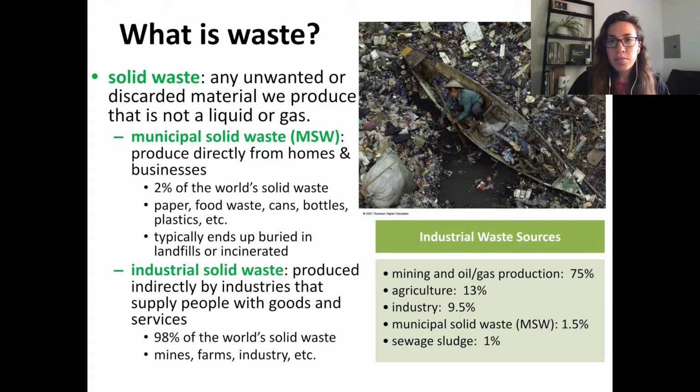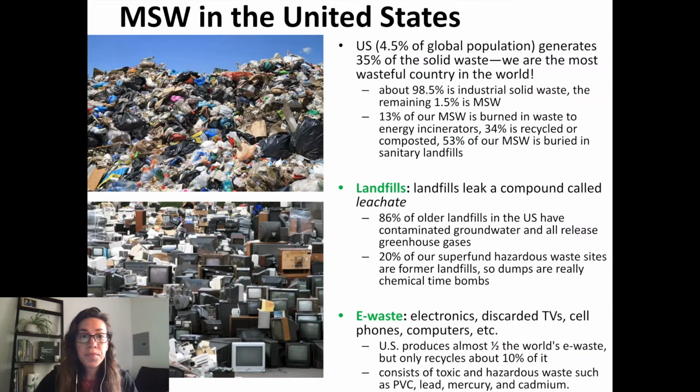Industrial solid waste makes up the vast majority of waste that humans produce on this planet, and that is produced by industries. That material can come from mines, it can come from farms, it can come from industry. A lot of that is buried or incinerated as well. Most of the industrial waste produced comes from mining, oil and gas production, and agriculture. And all that material needs to go somewhere. So we have to figure out what to do with material once we are done using it.